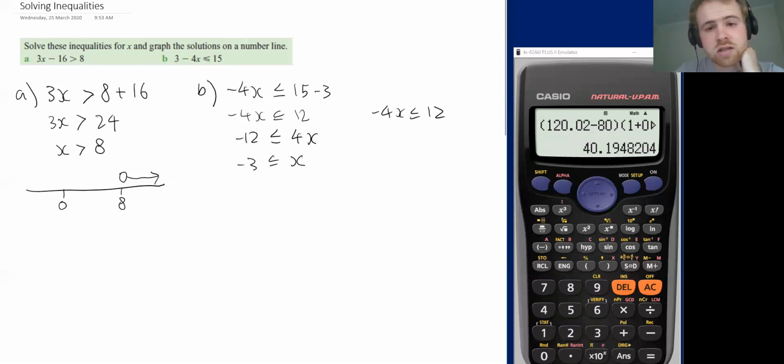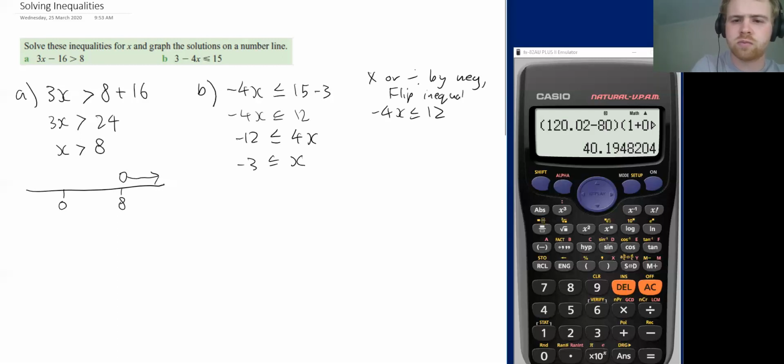Okay, this time we're just going to divide both sides by negative 4, and then we're going to flip the inequality sign. Whenever you divide or multiply both sides by a negative in an inequality, you need to flip the inequality sign. So times or divide by negative, flip the inequality. That's what we need to remember.